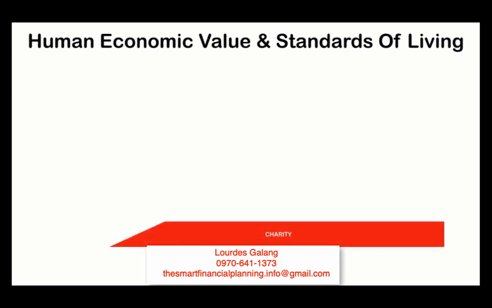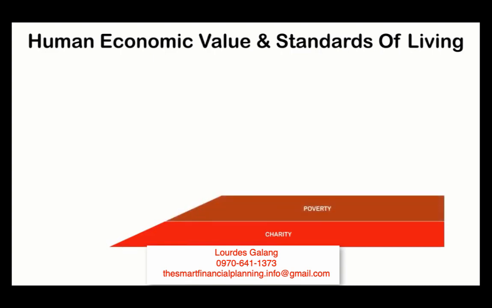Now, we have to understand that we have a human economic value and there are different standards of living. Okay, now the standards of living, the lowest one is charity. Wherein, ito yung nanghihingi lang tayo para makapag-provide para sa sarili natin or even sa family natin. Poverty, we're working pero not enough. Kumbaga, hindi pa rin nasusustain lahat ng mga needs ng family natin or even ng sarili natin. And bare existence. Ito yung nagtatrabaho ka pero napupunta lang yung pinagtatrabuhan mo sa mga utang or sa mga babayarin at hindi mo masyadong na-enjoy yung pinaghihirapan mo sa pagtatrabaho.